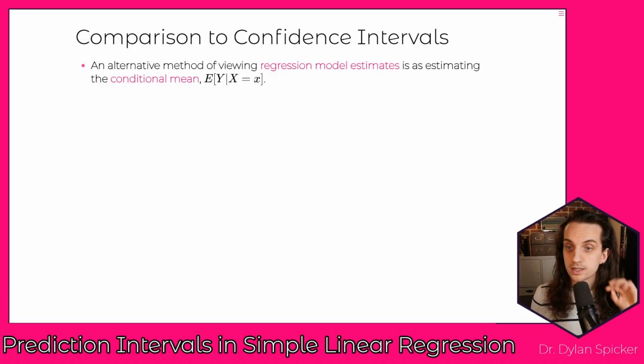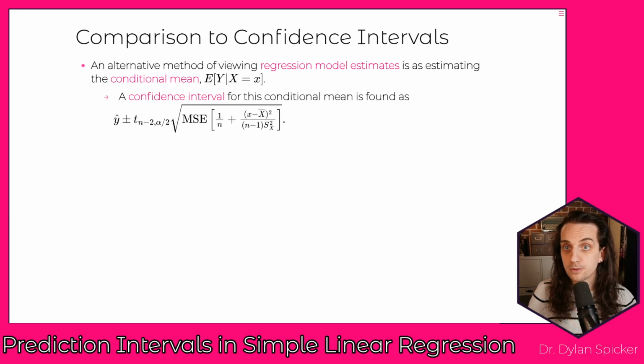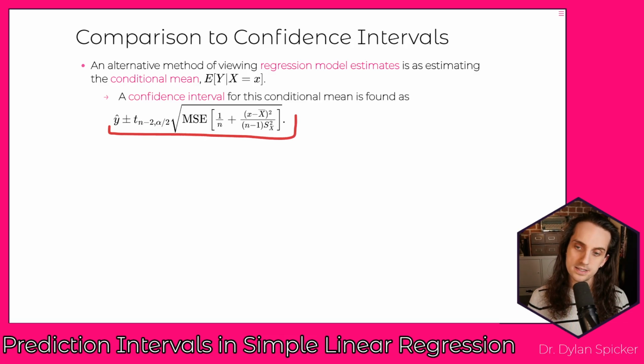Specifically, the other way that we can view what we're doing with our regression is to view it as an estimation of the conditional mean. So we're trying to estimate the expected value of y given x is equal to x. If we then form a confidence interval for this, the confidence interval is going to be y hat plus or minus our critical value times the square root of our MSE times 1 over n plus (x minus x bar) squared over (n minus 1) times the variance here. And this looks a lot like the intervals we were just using, right?